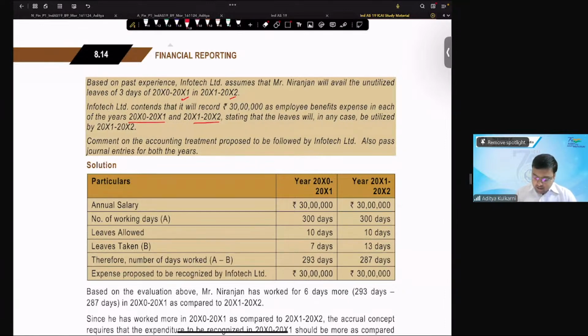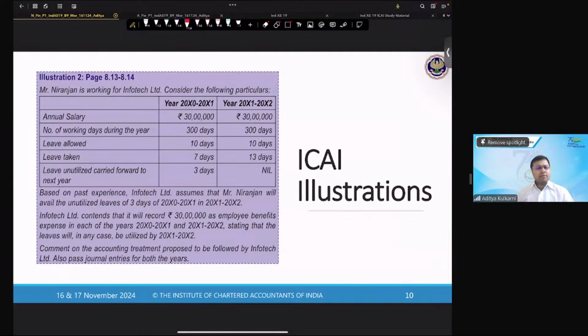This is the same question. I just put it here so that I have some space to write. Year 1, 300 days are available. Year 2, 300 days are available. Now, in year 1 also he can take 10 days leave. In year 2 also he can take 10 days leave. If he does not utilize any leave, it can be carried forward to the next year.